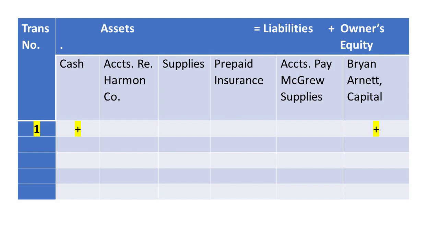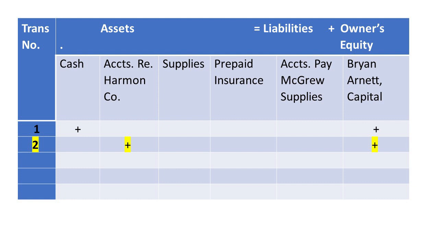Transaction 2 is sold services on account to Harman Company. This is also on page 18. Selling on account means that the amount Harman Company owes increases and the owner's equity increases as well. So in the second column under accounts receivable, we put Harman Company, we put a plus sign, and under Brian Arnett Capital, we also put a plus sign. So the company is owed money, and that means the owner has more money as well.